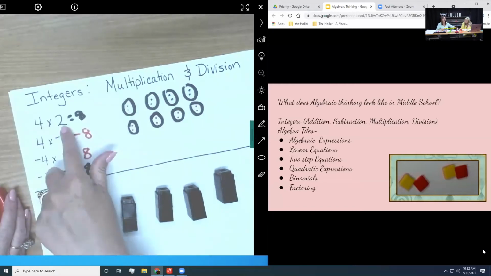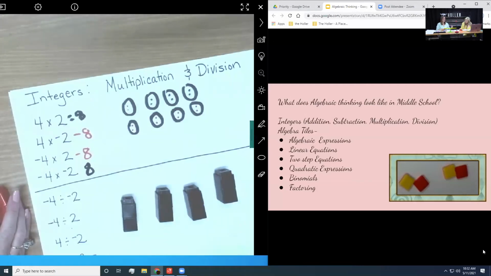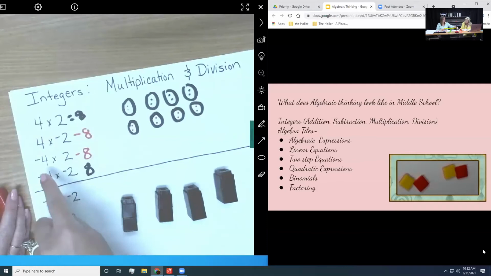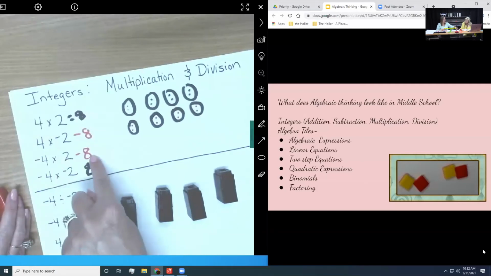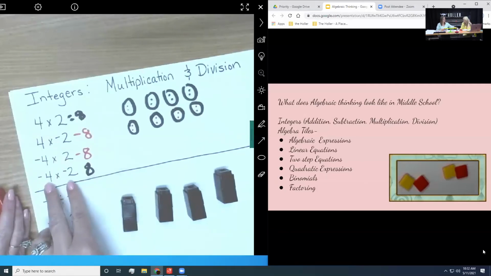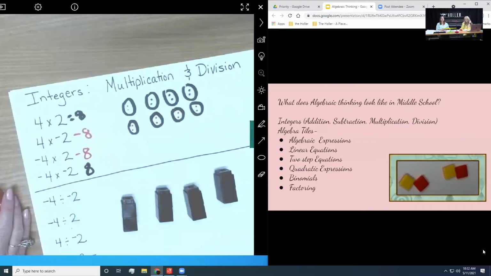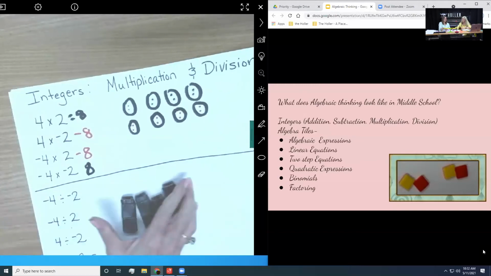If they're the same, they're both positive, I get a positive number. If they are different, I get a negative number. If they're different, again, I get a negative number. If they're the same, a negative and a negative, I get a positive number. So you can start to see that and build that pattern. Let's move on to some others because you may be working on different ones with your students.